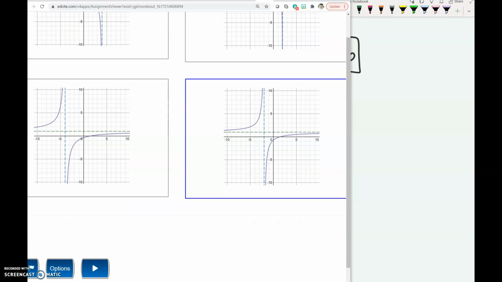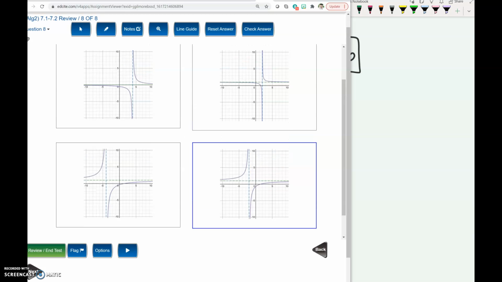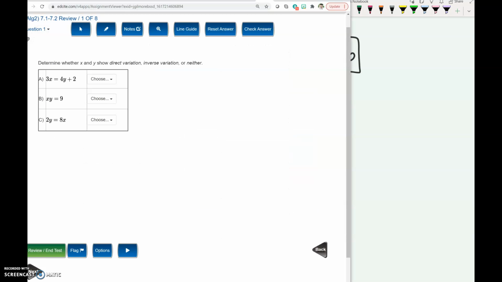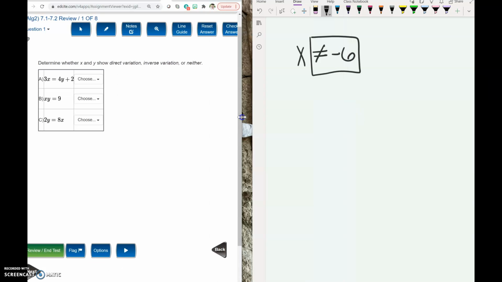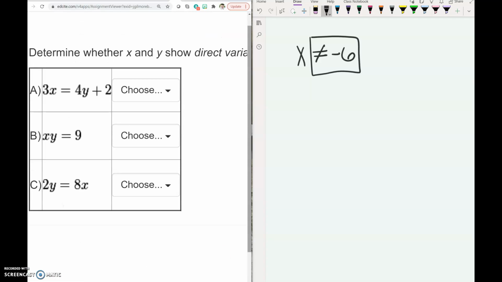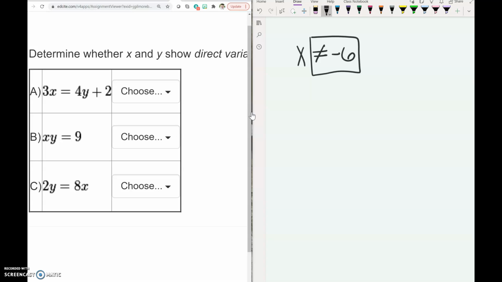All right, now let's go back to the first problems that I have not yet answered. Okay, is this direct variation, inverse variation, or neither? And remember that you can use your notes to help you with this. So with the equations, if there's a plus something, it's neither.